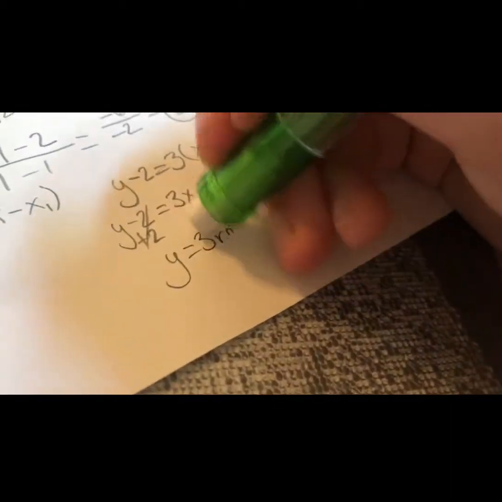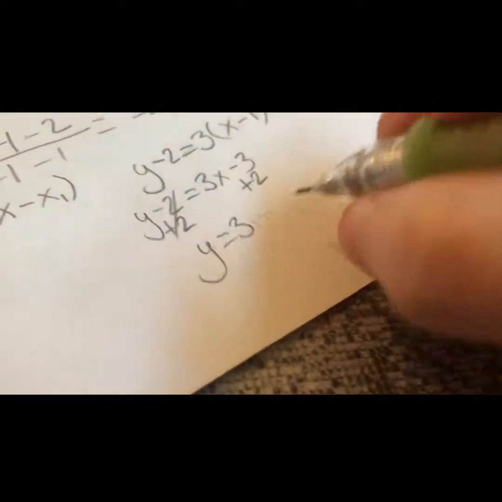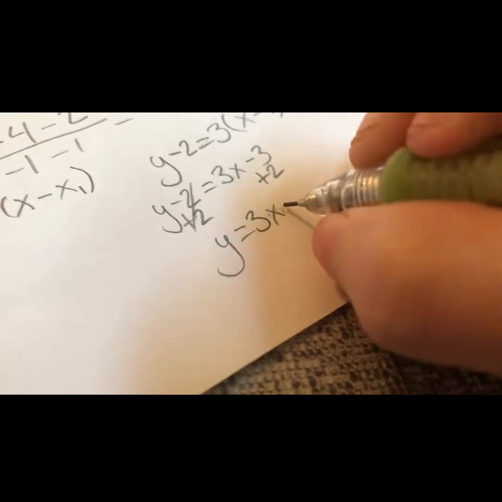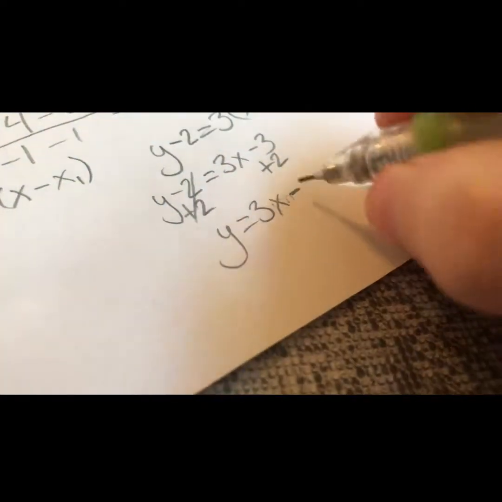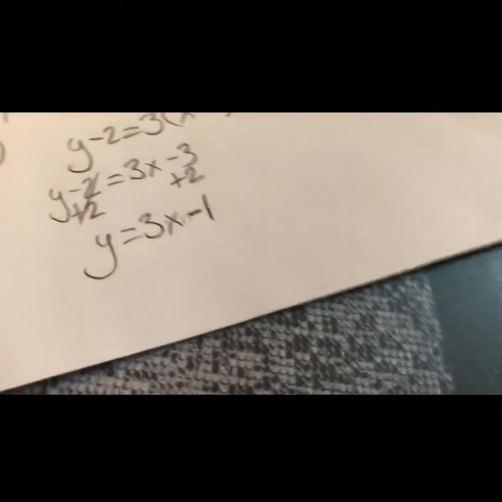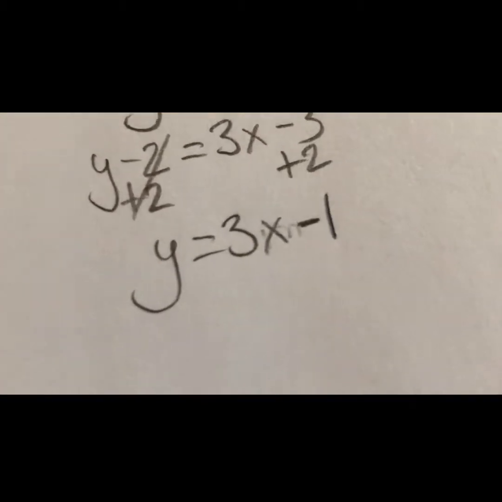So that eliminates the 2, and then you get y by itself, and then you get your mx. Whoops, I'm saying mx, and I put an m next to the 3 instead. So you get y equals your mx, which is 3x, but you don't get plus b, you get minus 1. So that is your final answer: y equals 3x minus 1.